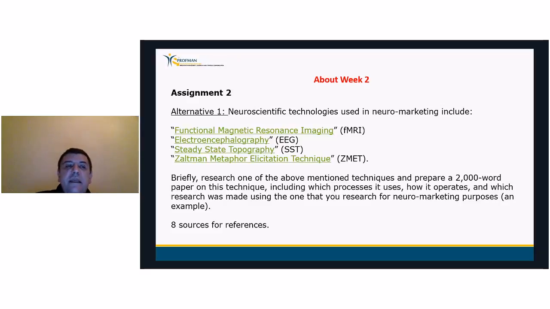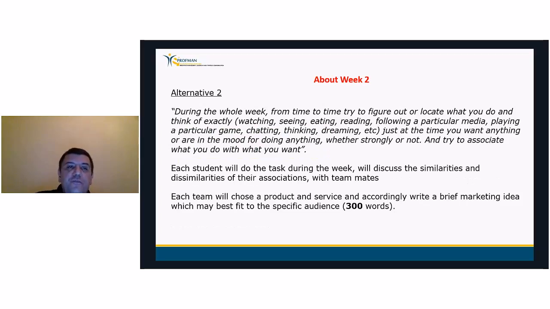And what about the alternative 2? This is much more complicated, maybe. The task is, during the whole week, from time to time, try to figure out or locate what you do and think of exactly at the time you want anything or are in the mood for doing anything, whether strongly or not, and try to associate what you do with what you want.